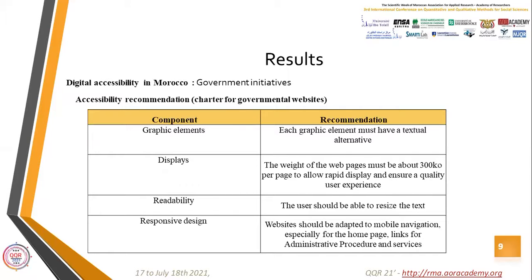Our systematic literature review includes international and Moroccan studies about the topic, and besides scientific papers, we also focused on Moroccan government initiatives related to digital accessibility. Morocco has engaged in a digital strategy in 2013 called Digital Morocco 2013 for public administration modernization. Among its notable results is the Common Charter for Governmental Websites. In this document, 4 recommendations were included: graphic elements, displays, readability, and responsive design.